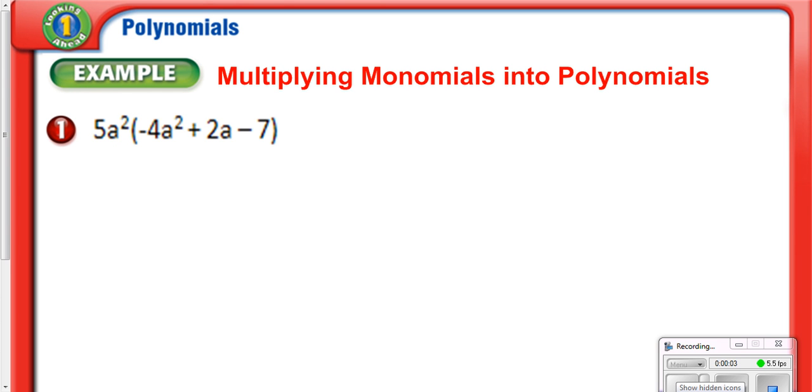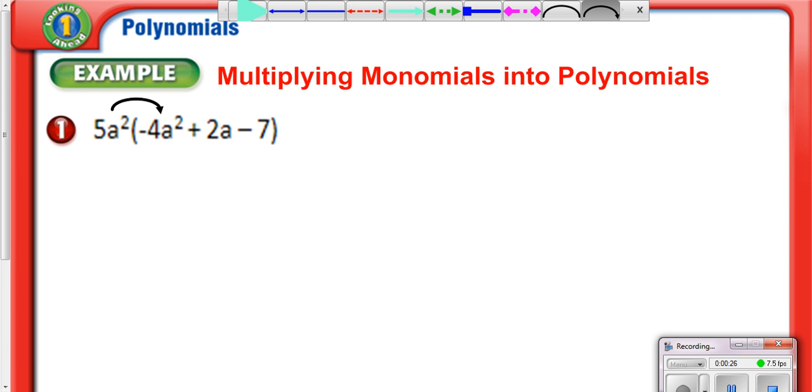Multiplying monomials into polynomials. Basically what's happening here is the distributive property. So we have 5a squared, that is a monomial, and you are going to distribute into this trinomial here. So draw those arrows representing multiplication. Remember the product of powers rule. When they have the same base, you add the exponents.